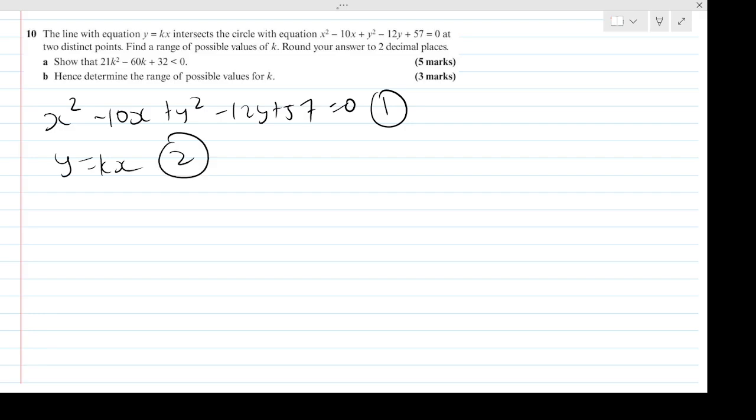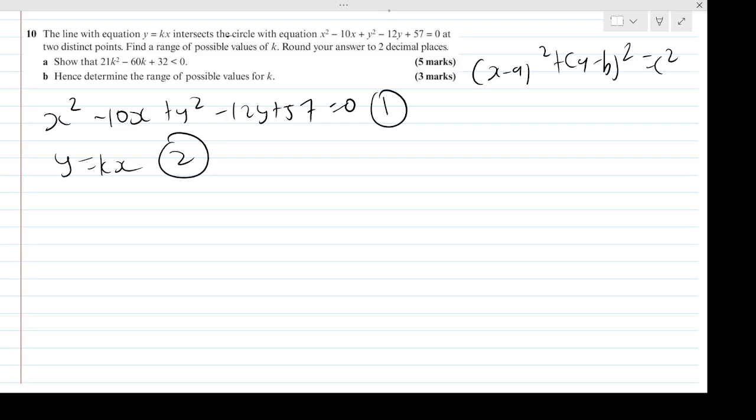So again, if they intersect, we want to equate the two equations together so they're simultaneous. So we want to substitute one into the other. Now, you might be thinking, well, this is a circle, I know I need to get it into standard form, meaning it needs to look like this: x minus a squared plus y minus b squared equals r squared. And we saw last time we complete the square on the x and the y parts to deduce the centre and the radius, and so on.